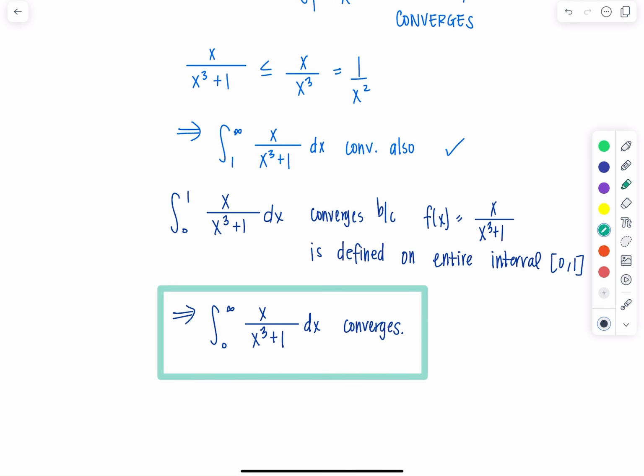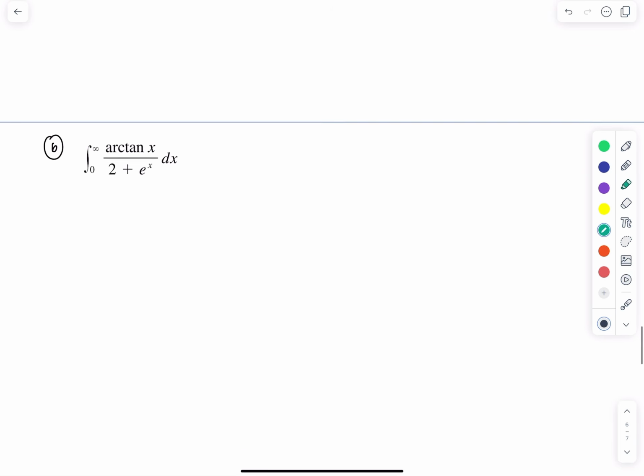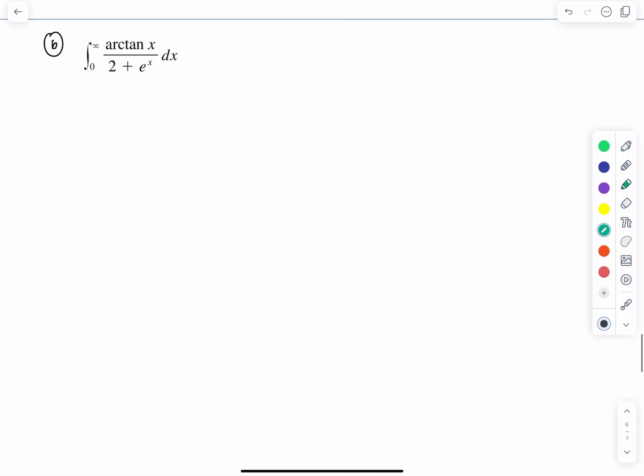Okay, last one. I hope you love it so much. 0 to infinity, again with the 0 to infinity, arctan of x over 2 plus e to the x dx. Okay, so we can't use P series because we don't have x raised to some power. Who's running the show? Arctan of x isn't doing anything exciting. Do you remember what arctan of x's graph looks like?